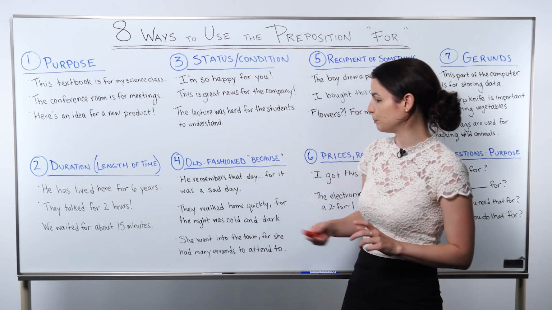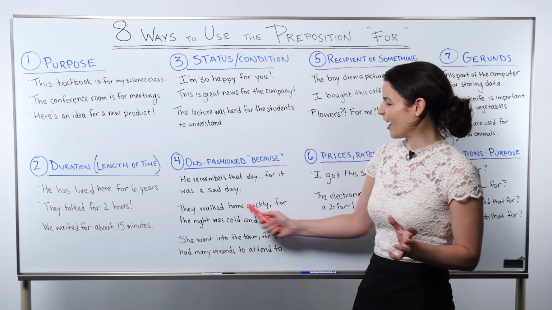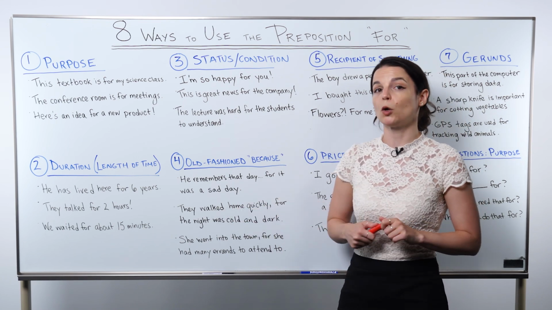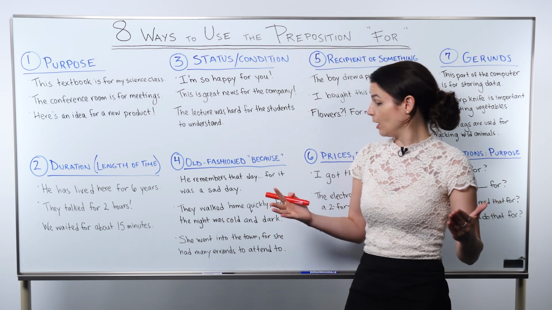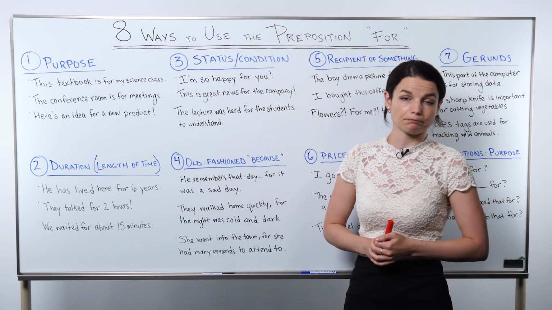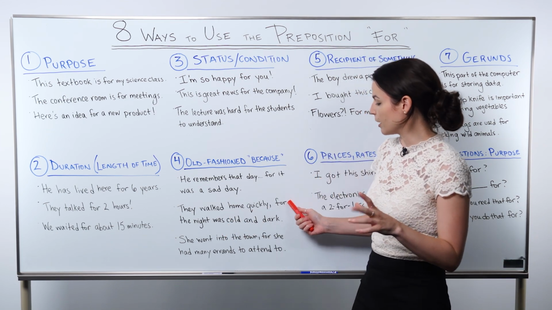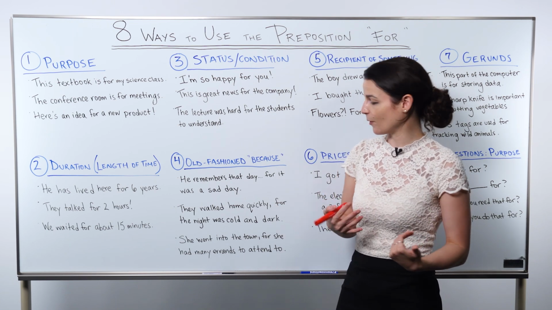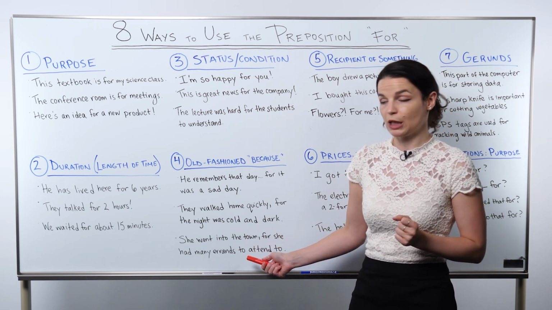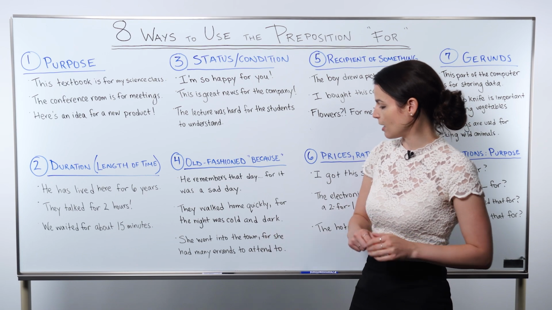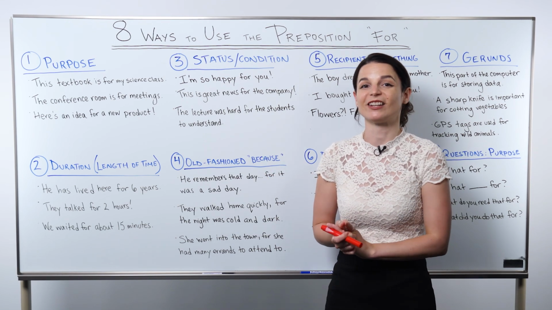Let's look at another example. They walked home quickly, for the night was cold and dark. Again, we can just replace for with because, and the sentence is the same. They walked home quickly because the night was cold and dark. This is a much more natural sentence in today's modern English, but using for here makes it sound much older. Okay, last example. She went into the town, for she had many errands to attend to. Again, exactly the same as because. She went into the town because she had many errands to attend to.